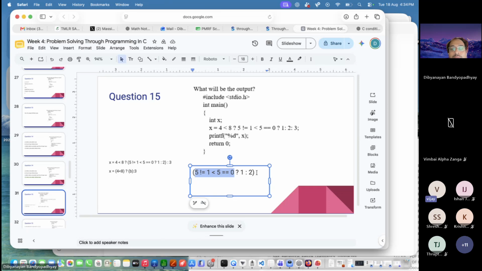Sir, first relational is done. Then equal to, not equal to, from left to right. First relational will be done. Sir, first we will group the left hand side and right hand side individually of the relational operator.